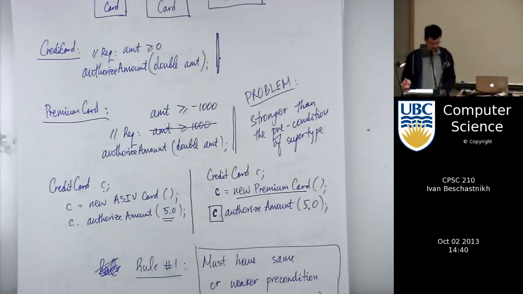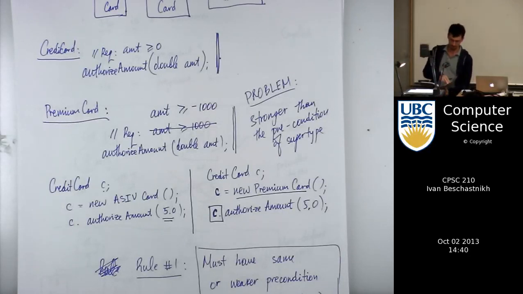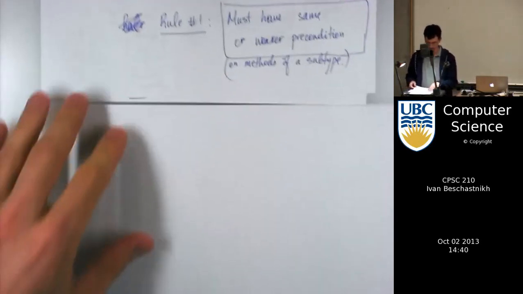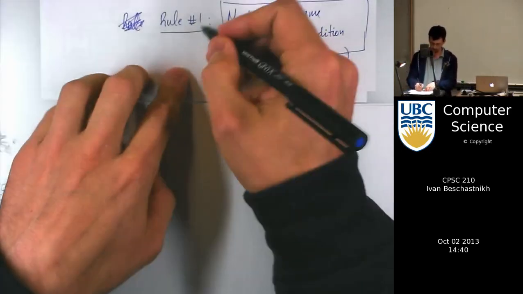Okay, great. So let's talk about the second half of the rule. And the second half of the rule has to do with postconditions. So this is rule number 1 of 2.